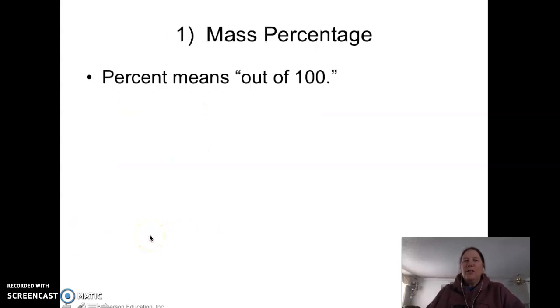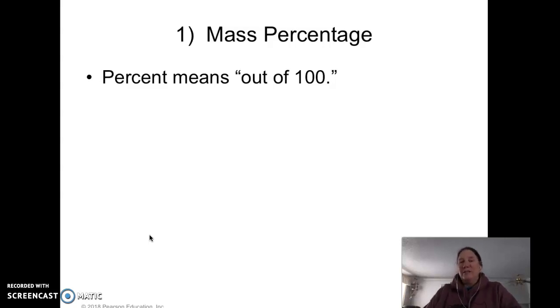Okay, so we're going to do mass percentage. What we're doing is we're talking about out of 100. So let's say we got 97 grams of water, and we add 3 grams of salt to it. That solution is 3% salt and 97% water. Okay, so that's mass percentage.